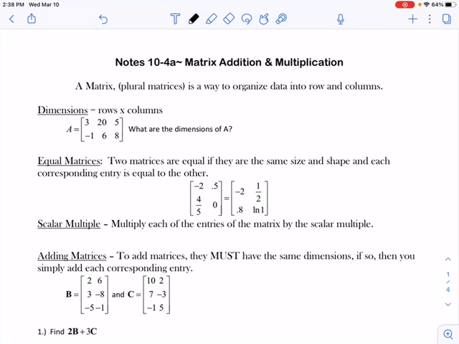Today we want to take a look at the idea of a matrix. A matrix, or plural matrices, is a way to organize data into rows and columns. The first thing we need to look at for a matrix are the dimensions. The dimensions are the number of rows by the number of columns.